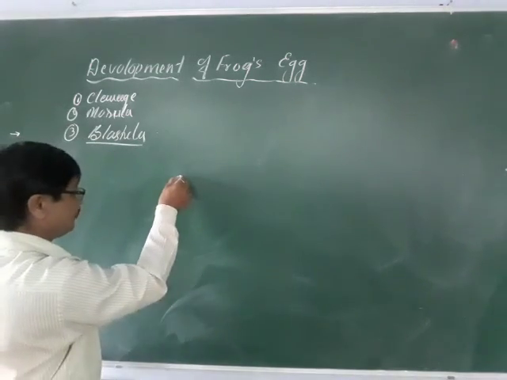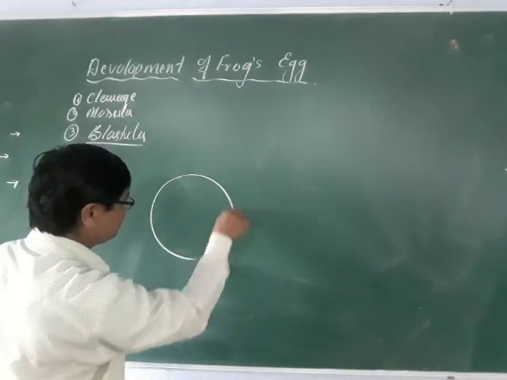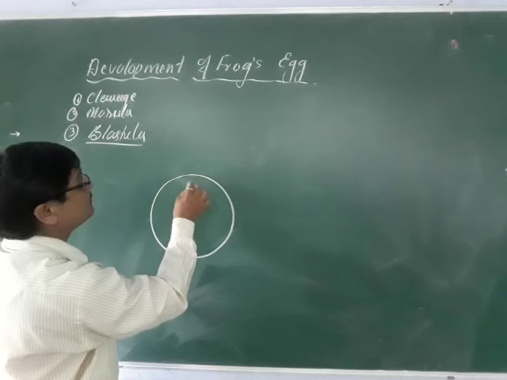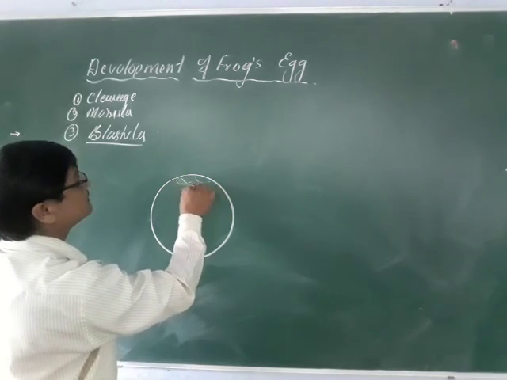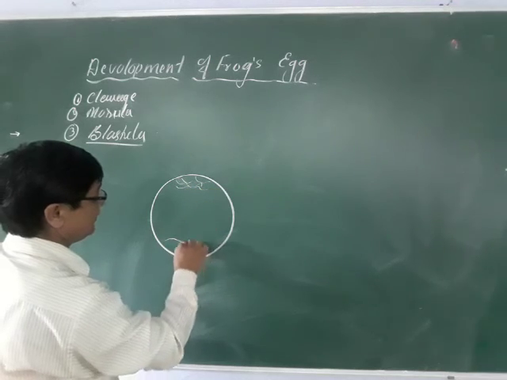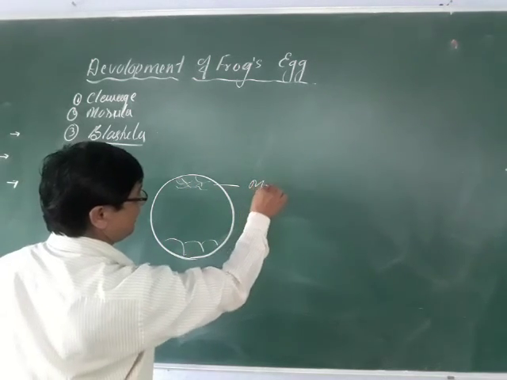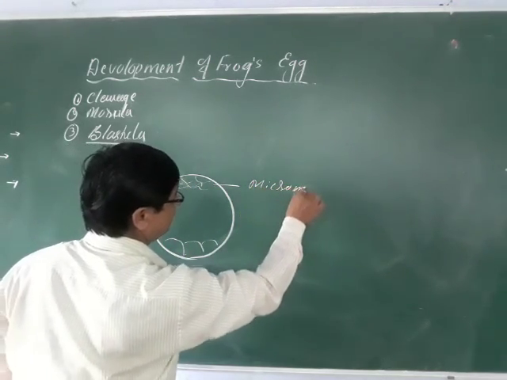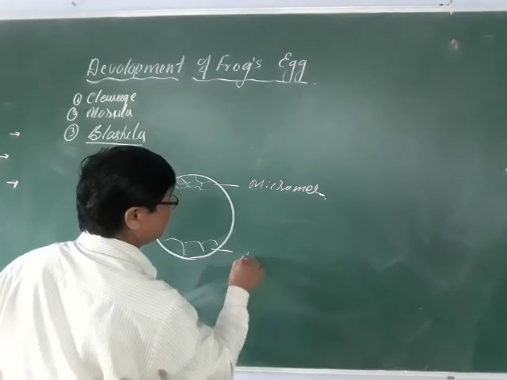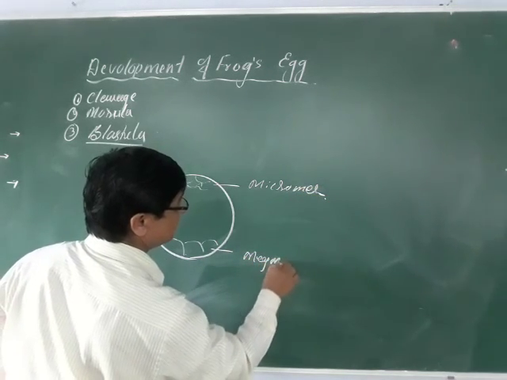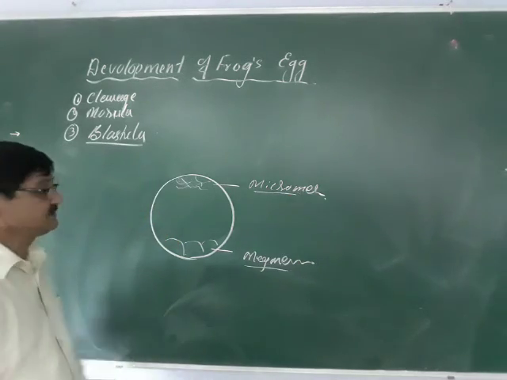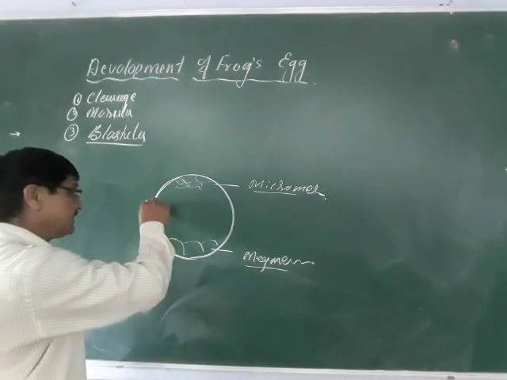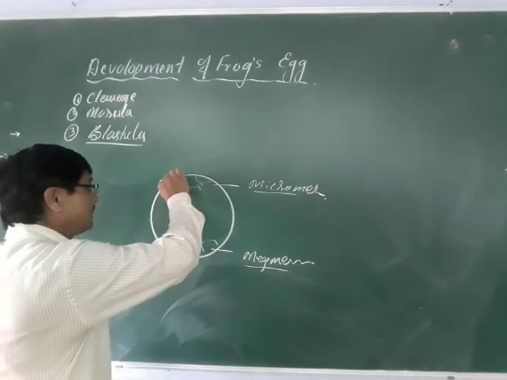If you consider this is the morula, just imagine these are the micromeres here, and these are the megameres. Just remember, these are the micromeres, and these are the megameres or blastomeres containing nuclei. So this is the double layer. What is the blastula?